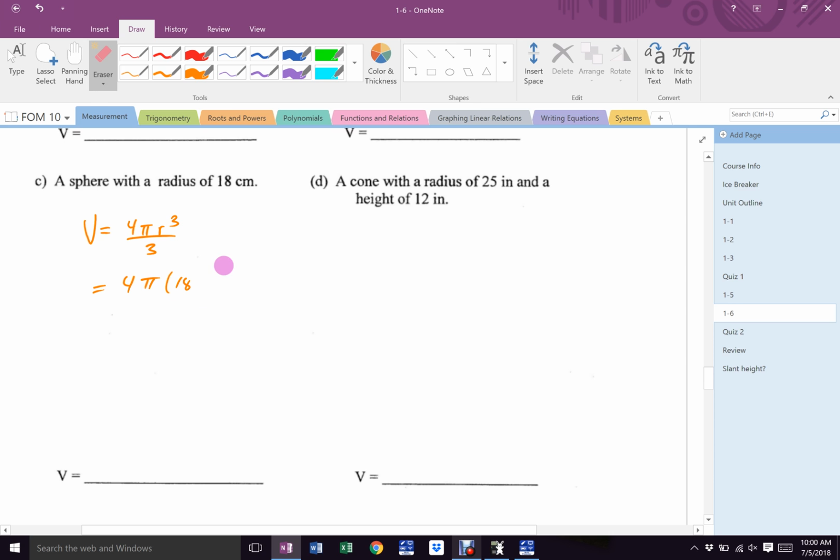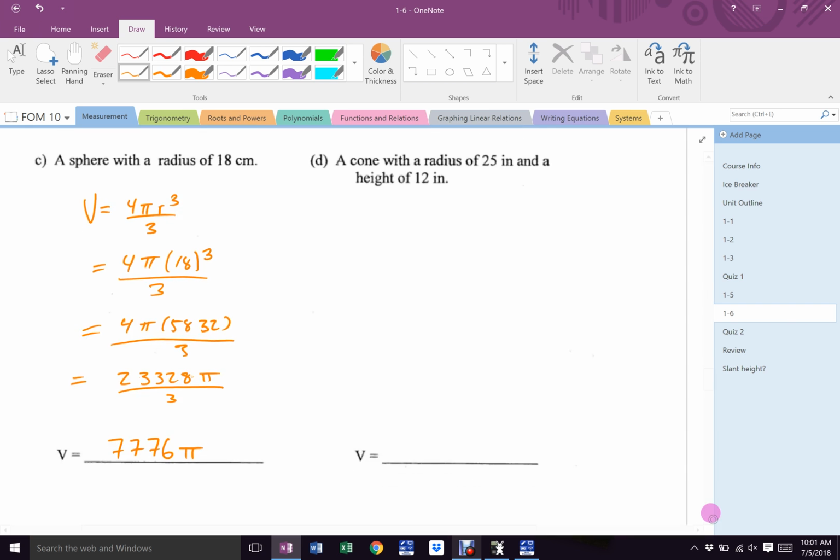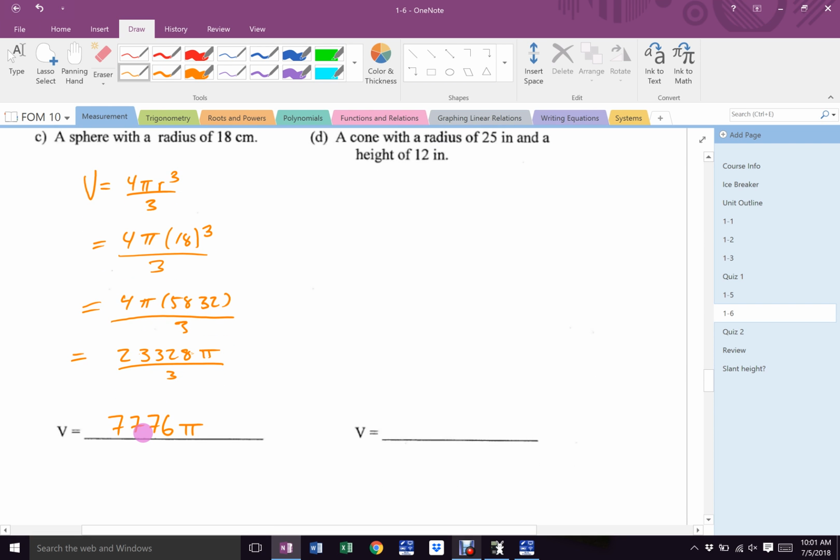Now, somebody I saw doing this did 18 squared. They did 324 here. It is cubed divided by 3. So 18 cubed, it's 4 pi times 5,832 over 3, which is 23,328 pi over 3. Then you divide that by that to get 7,776 pi. Of course, if you don't like that answer, it's 24,429.